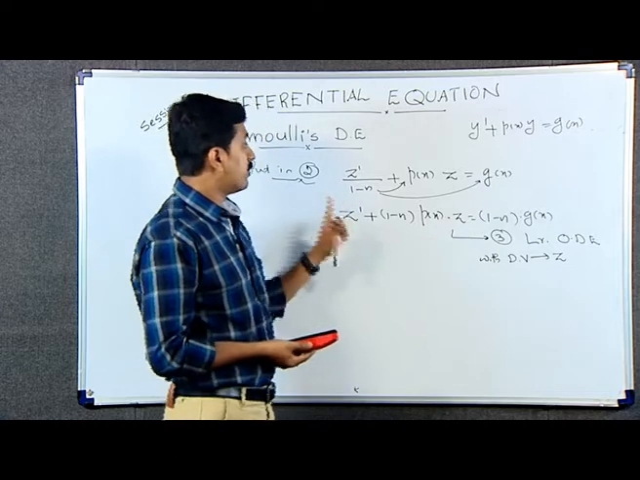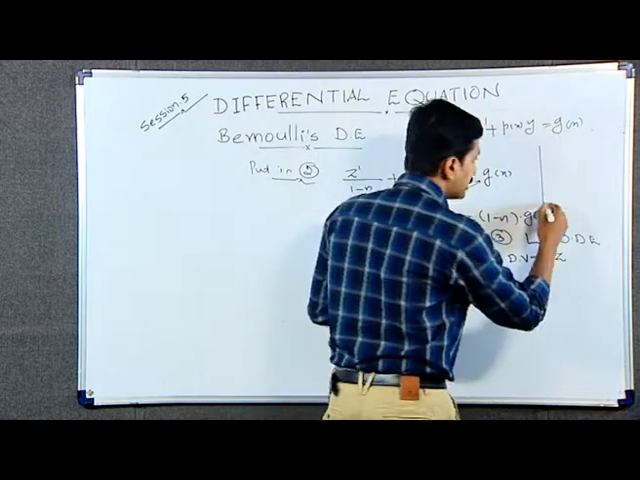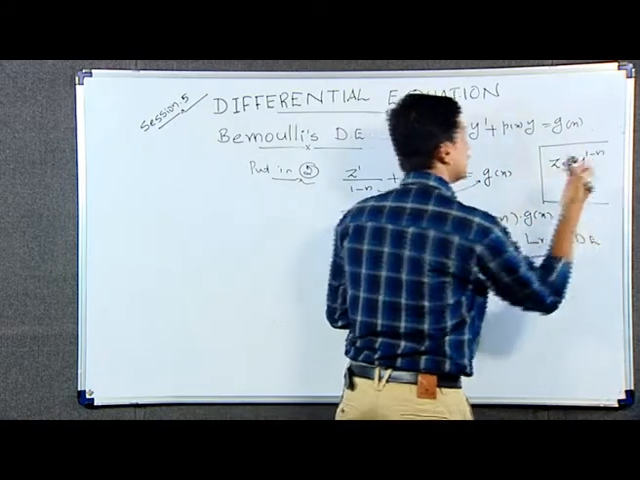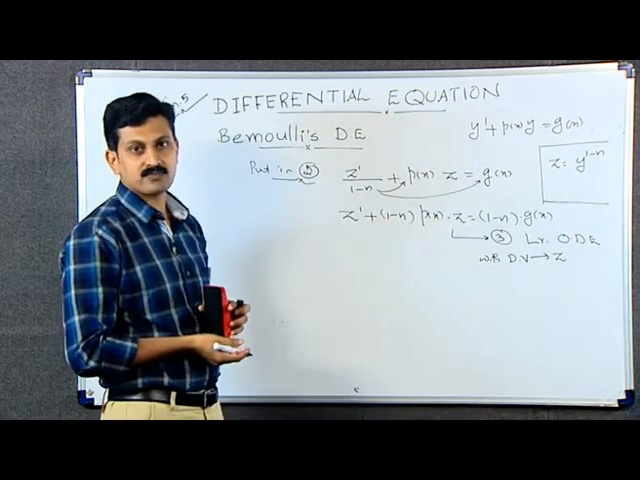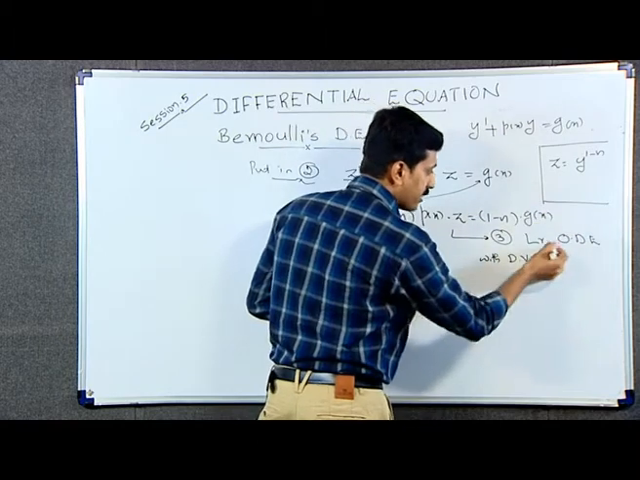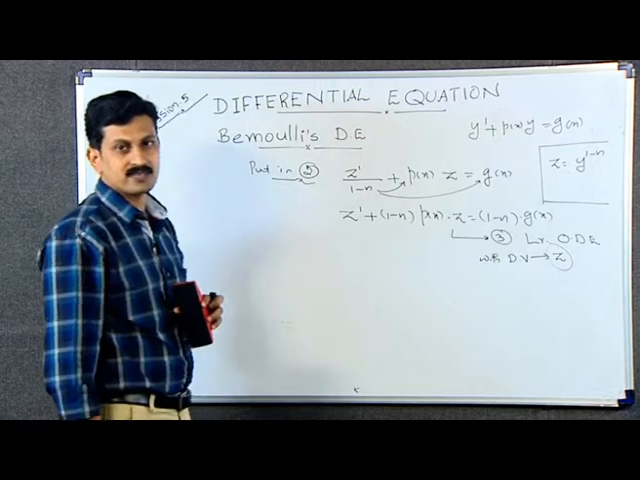But actually, we need to find the value of y. We have a relation: we substituted z as y raised to 1 minus n. So, by that relation, after finding the value of z, we can find out the value of y.